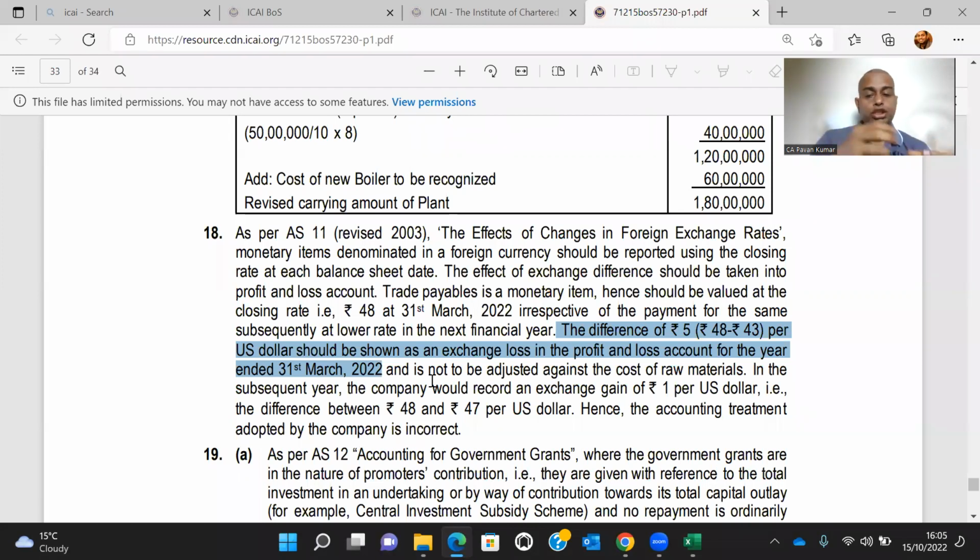So this 5 rupees should be recognized as a foreign currency exchange loss in your P&L, and is not to be adjusted against the cost of raw materials. This is the most important thing. The company did this, which is wrong. In the subsequent year, the company would record an exchange gain of ₹1 per US dollar, that is the difference between 48 and 47 per US dollar. Hence, the accounting treatment adopted by the company is incorrect.